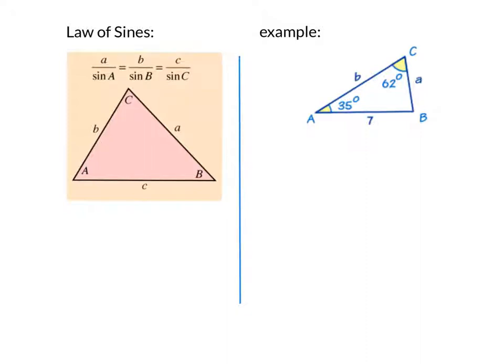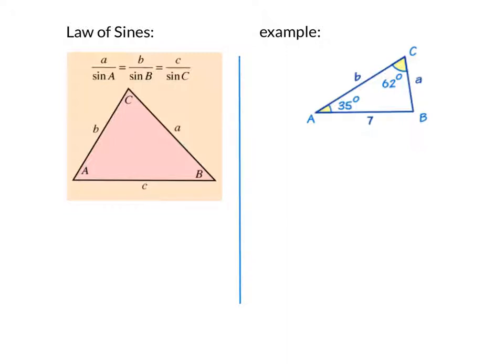And what the law of sines says is that the three ratios, a over sine A, b over sine B, and c over sine C, are always equal to each other in any triangle, not just right triangles.